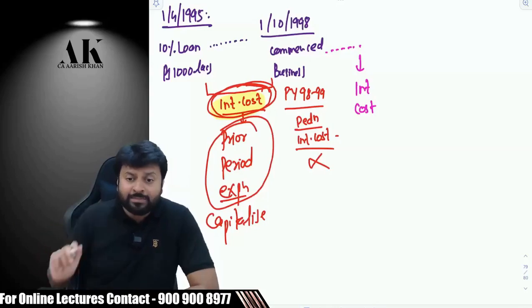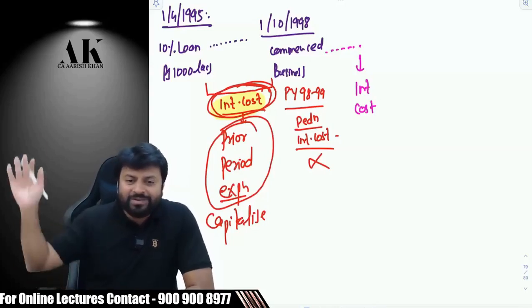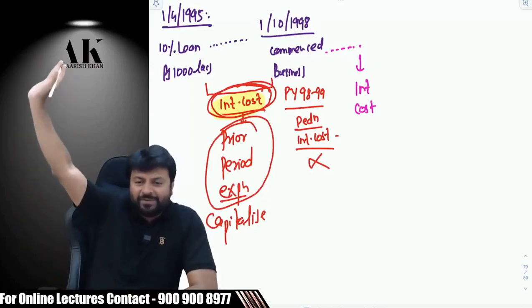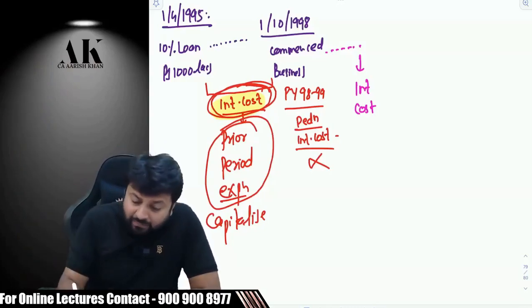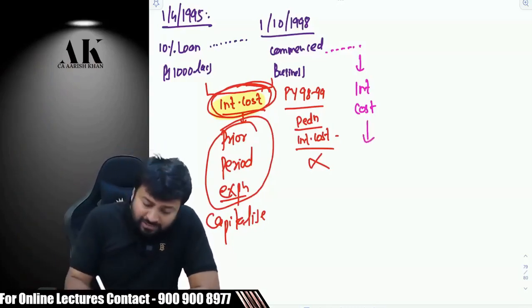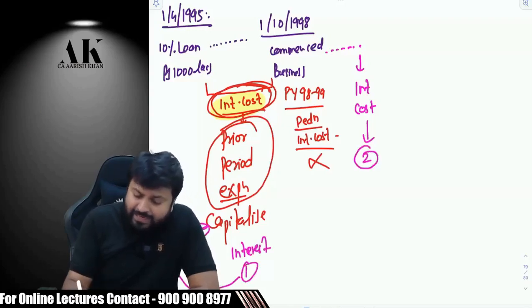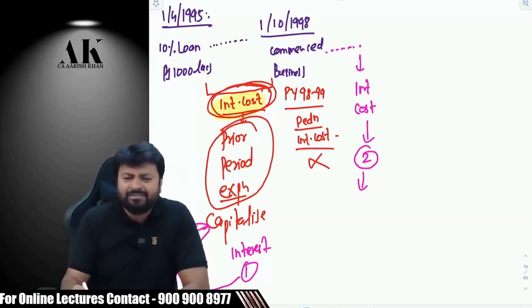The loan is not repaid. The loan will be repaid in the next 5 years, 10 years, 15 years. I don't know the duration. Now, what will happen with the interest cost? This was the first interest. First interest is capitalized. Now, what will happen with the second interest? Please tell me. Very simple.